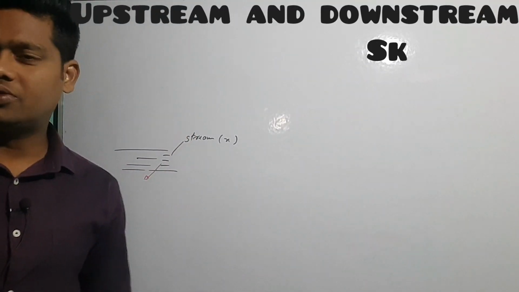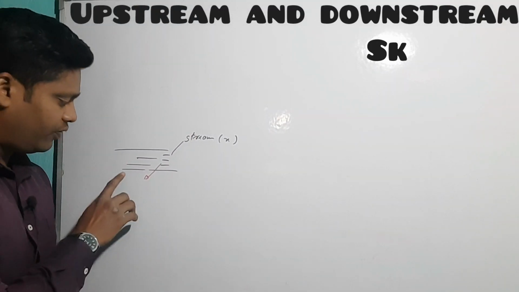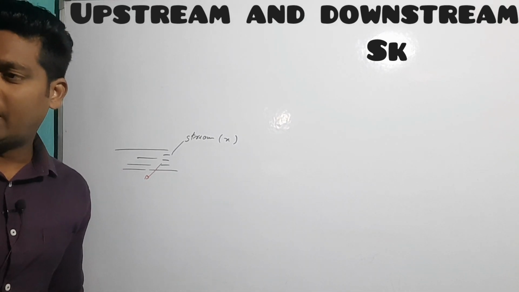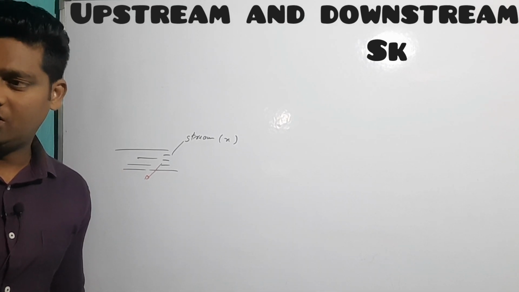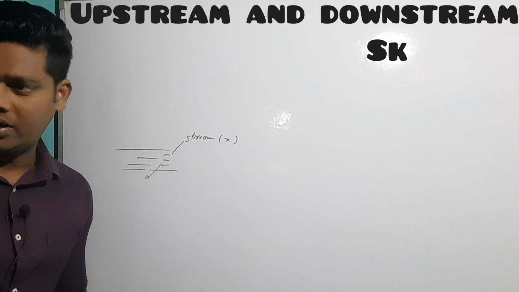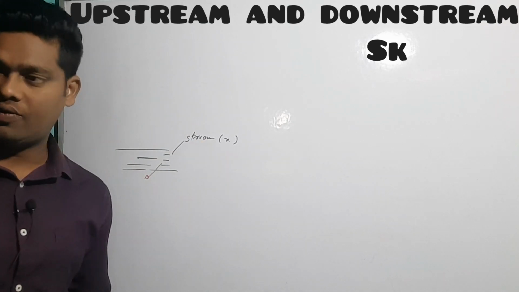Okay, sums related to upstream and downstream. See this one, for example, this is a stream. Water is flowing. We'll assume that water is flowing with a constant speed. We don't know what that speed is. So when we don't know the value of the speed, what will we take, x or y? I have assumed x kilometer per hour, for example.